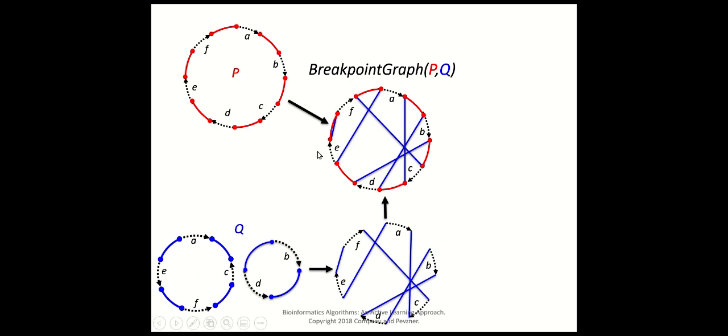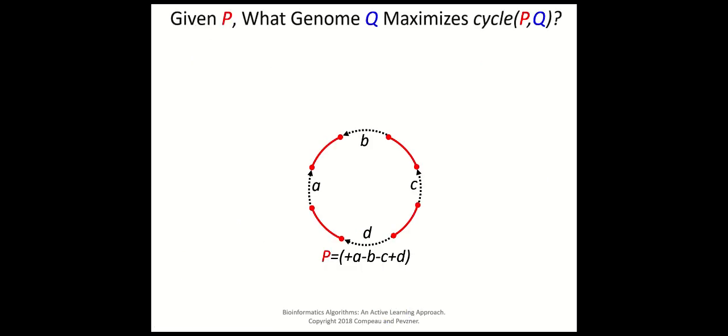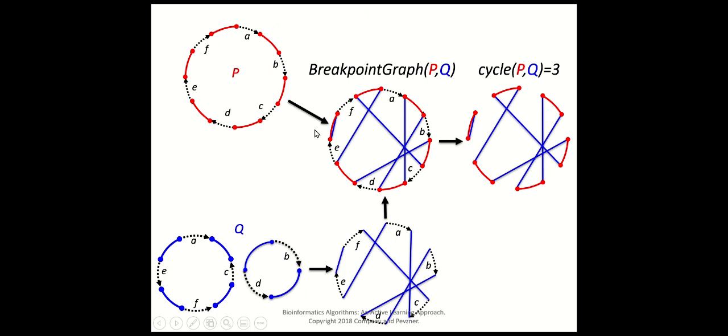Now I'm going to apply again the merge of the two graphs, and in this case I have 3 cycles in PQ. The first cycle is this one, the one between E and F. The second cycle is this one, the one between B and D. And the third cycle is this one.